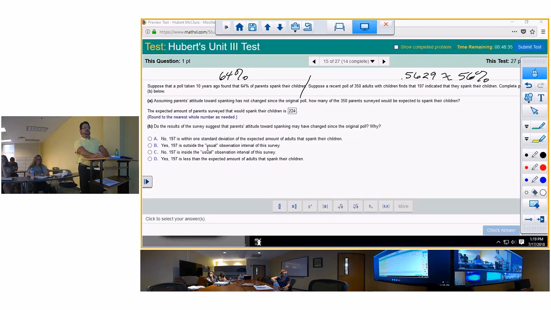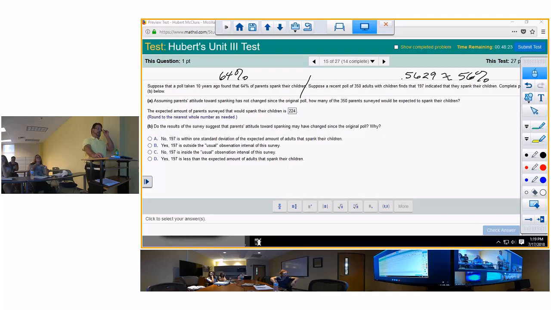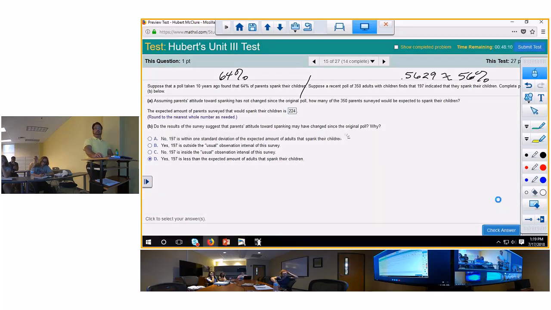Is the result outside the unusual observation interval of this survey? I have no earthly idea where this question came from, and I have no earthly idea what the answer is. Yes, 8% less spank their children. That's what it means, but we're going to take this question out. Then it must be B. Has anybody seen this question in your homework? I've never seen that question before. I'll have to take that one out. Remind me to take that one out, Miss Grant.